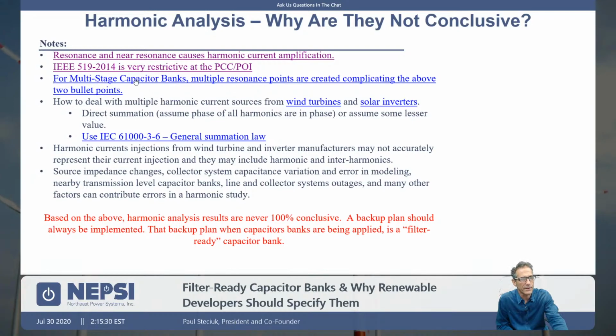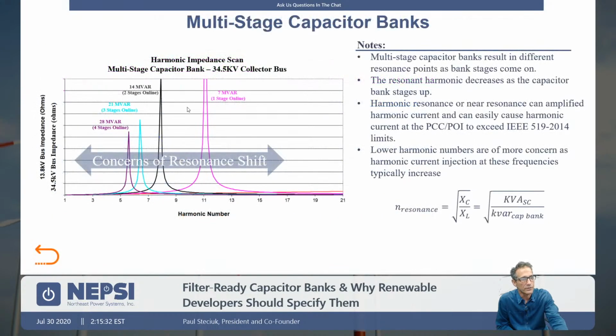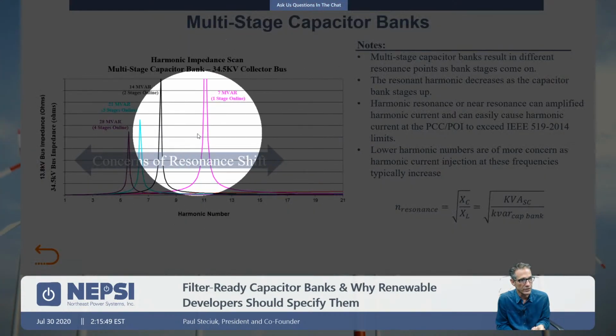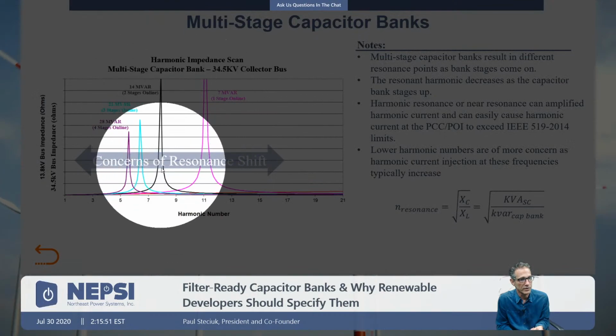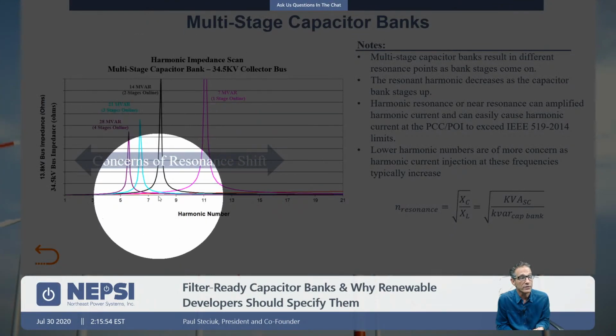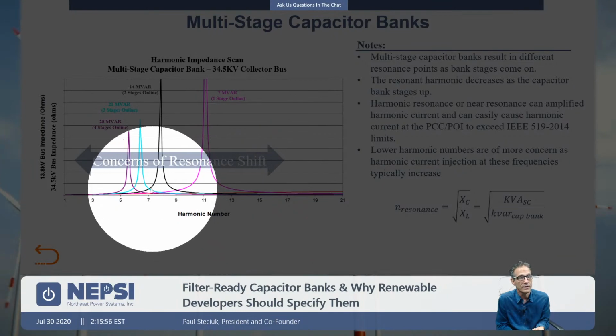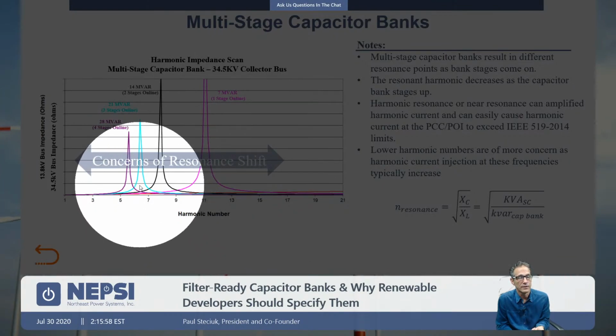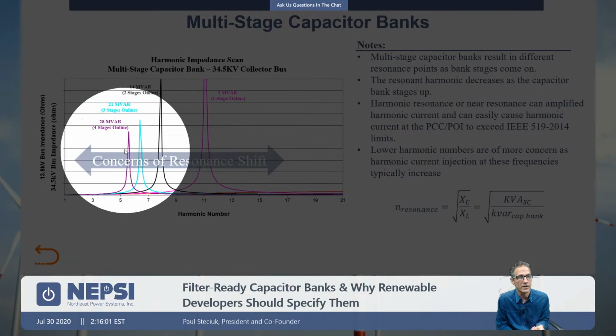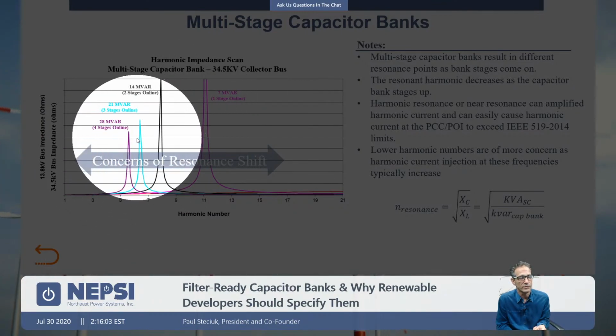For multi-stage capacitor banks, you can see that the resonance concerns will go up. Each and every time I add a capacitor bank to the system, we will get a different resonant point. So we add a 7 megavar bank, we have a resonance near the 11th. We increase that to 14 megavars, we will get another resonant point perhaps around the 8th. And then again, we can get one at 6.5 and something at 5.5. So we have multiple resonant points that we need to be concerned about.